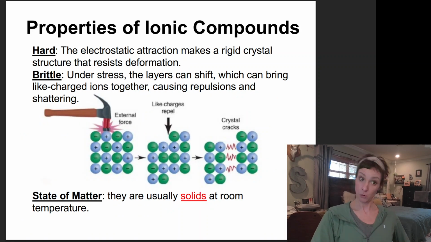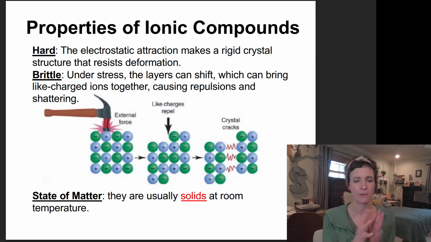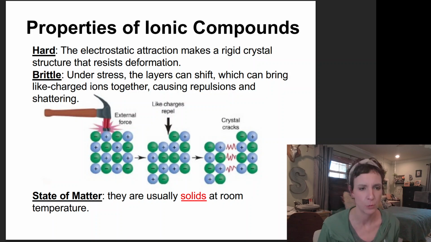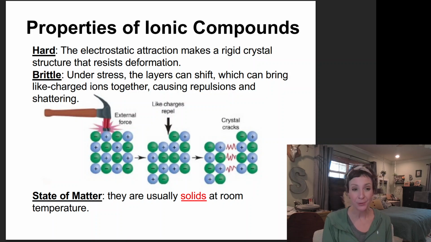Moving on. More properties. Ionic compounds, hard. You're like, yep, that makes sense because they're real strong. Yeah, so electrostatic attraction makes a very rigid crystal structure that resists deformation. And then here she's giving me this word brittle. You're like, wait a minute, I thought you said it was hard. Brittle is not technically the opposite. Brittle just means that the layers of an ionic sample can shift.